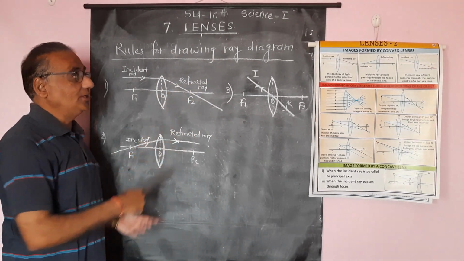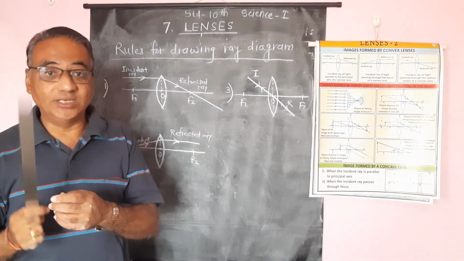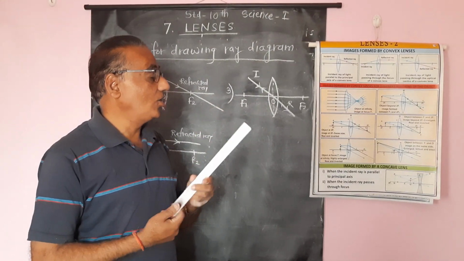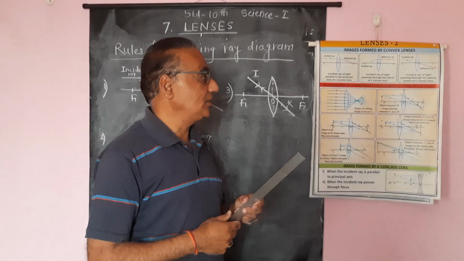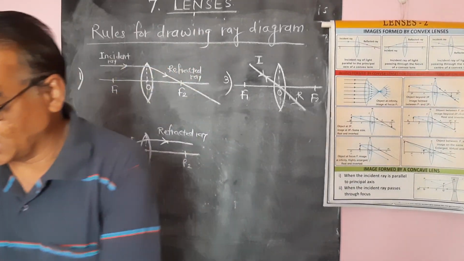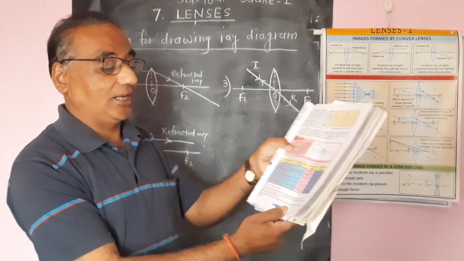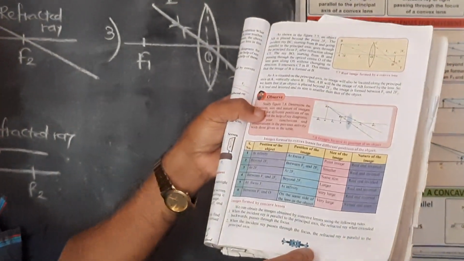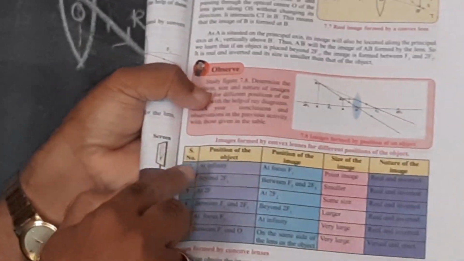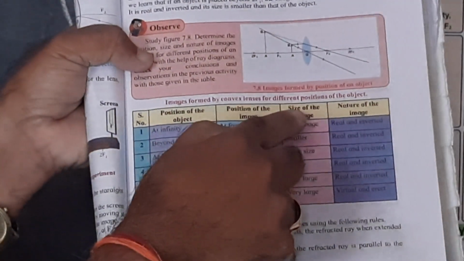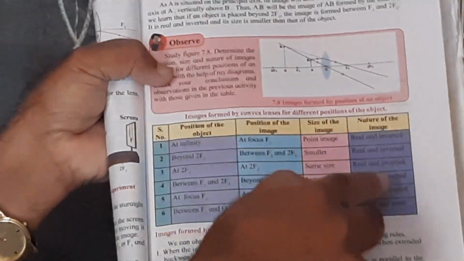Now, with the help of these three rules, we are going to see how we can draw the images formed by a convex lens for different positions of the object. For that purpose, we are going to understand the table which is given on your page number 83. In this table there are four columns. The first one is position of object, second one is the position of the image, third one is the size of the image, and fourth one is the nature of the image.